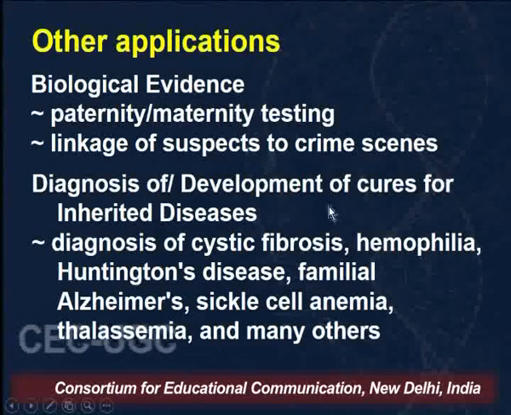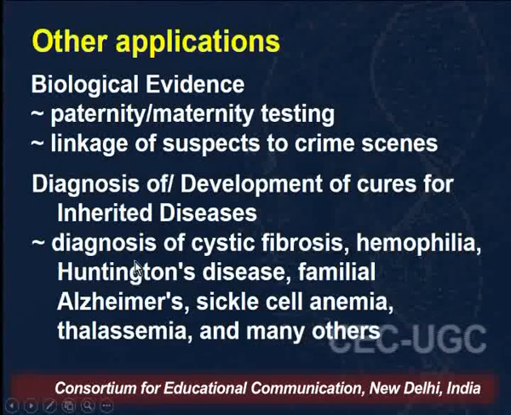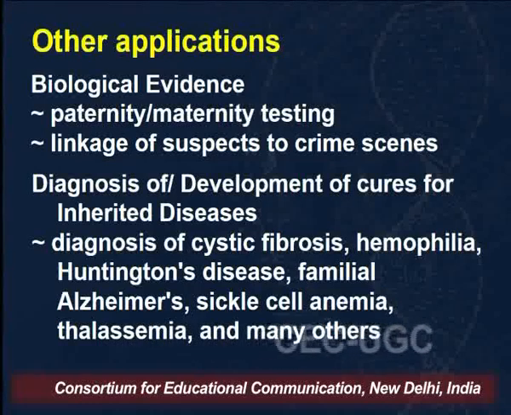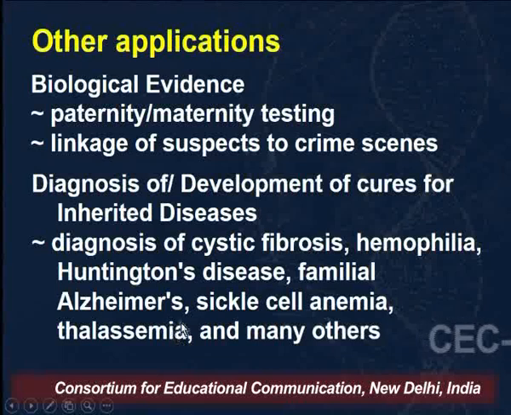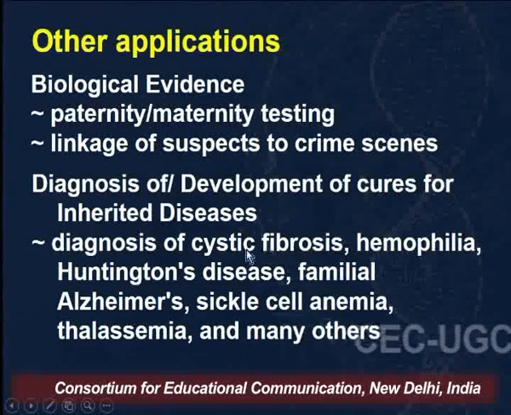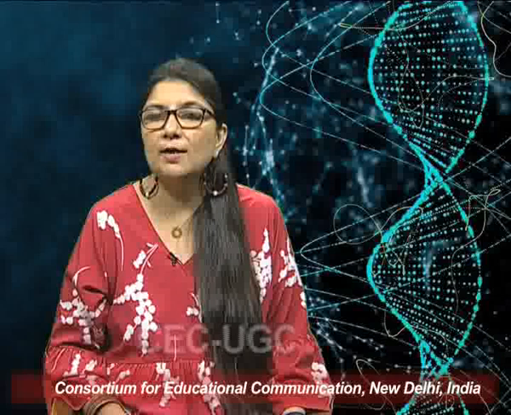For the diagnosis and development of cures for inherited diseases. For example, DNA fingerprinting is a lot of times used for the diagnosis of cystic fibrosis, hemophilia, Huntington's disease, familial Alzheimer's, sickle cell anemia, thalassemia, and many others, because these are all genetic inherited diseases. When you compare the children's pattern with the parents' pattern, and you see it in the lineage, and you identify or use the probes for the DNA differences that occur in these diseases, you can actually see the inheritance of the diseases as well. So they can diagnose, and they can also aim for the development of cures.